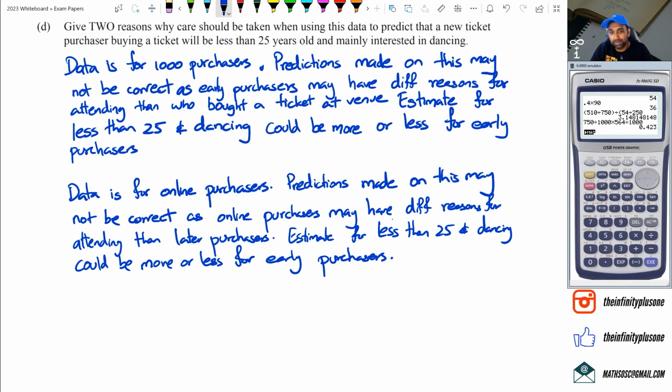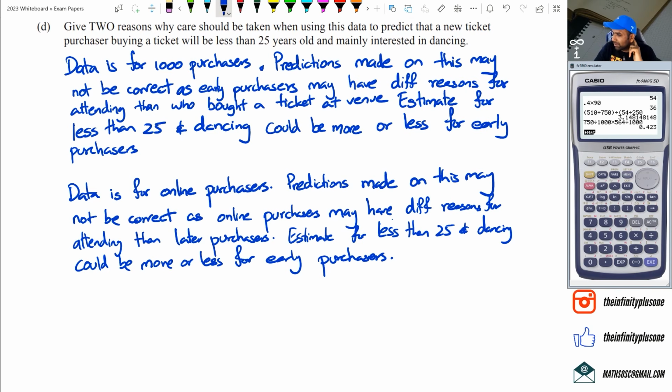And then if you look at the online purchases, once again, making predictions on this might not be correct, because the online purchases might have different reasons for buying compared to the later purchases. And so once again, estimating for this particular group could be more or less for early purchases.